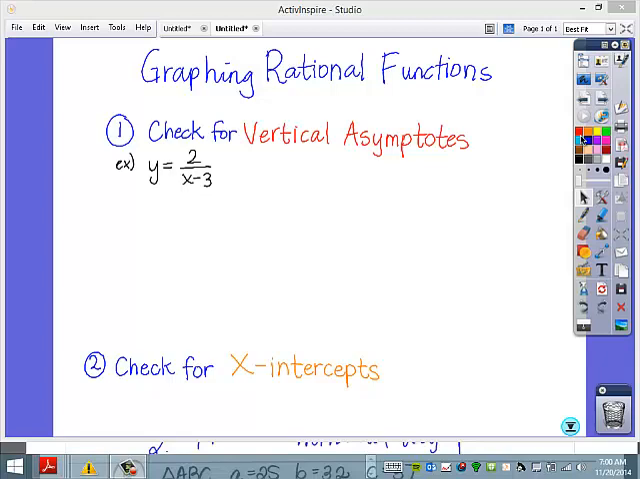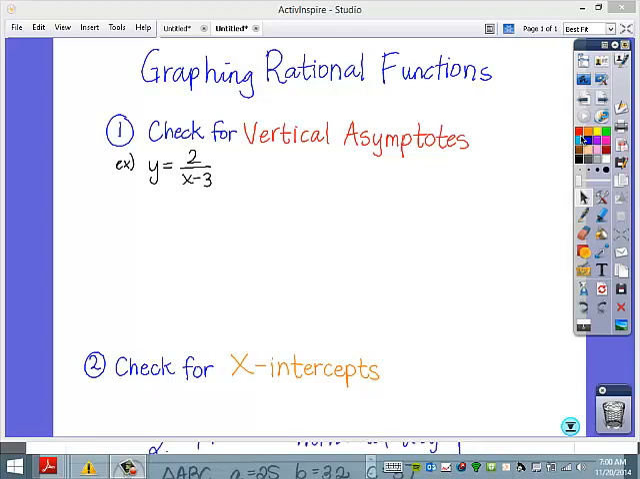Today we're graphing rational functions, and this is a pretty lengthy process. We have to check for a bunch of different things that are going to happen in your graph in order to help you construct your graph. So first thing you want to look for is, are there any vertical asymptotes? Does your function have any vertical asymptotes?